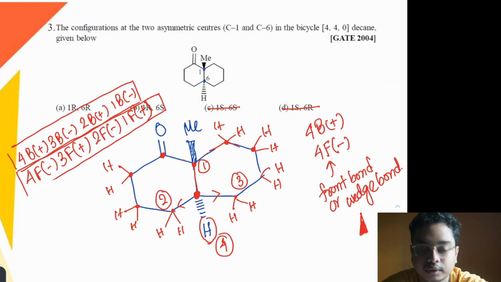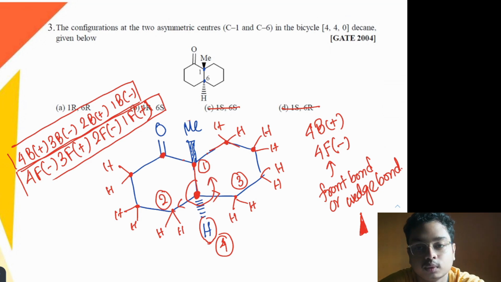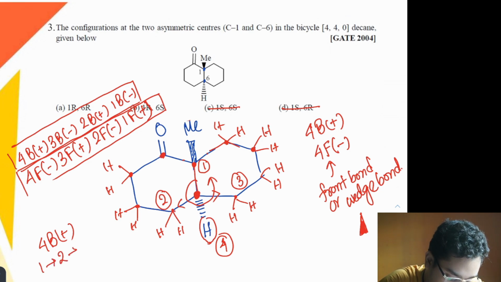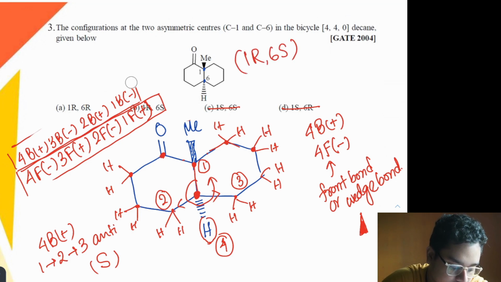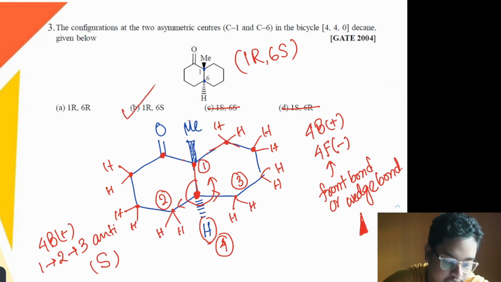So now we have to check the rotation. 1, 2, 3. Now 1, 2, 3 is a clockwise or anti-clockwise rotation. Okay. And here the 4 group is the dash bond. That means we are using the 4b plus rule. 4b plus suggests that 1, 2, 3 anti-clockwise, and it is plus, that means S. So the configuration is 1R, 6S, and the option will be B. Okay.